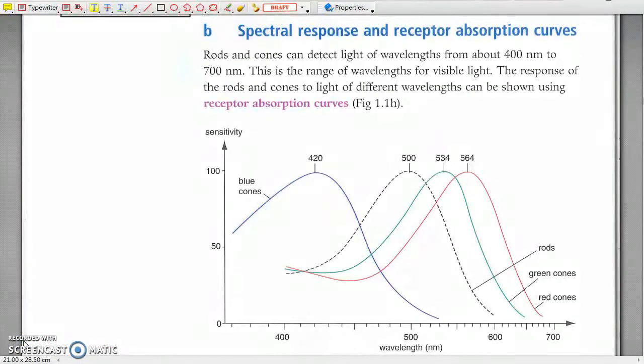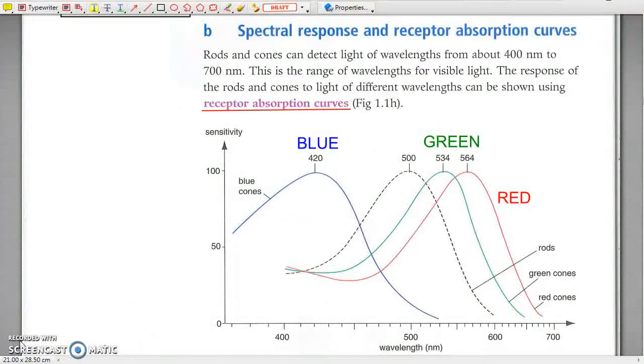B. Spectral response and receptor absorption curves. The light-sensitive cells are receptors. The receptor absorption curves show that rods and different types of cones are sensitive to different ranges of visible light. And there are, in fact, 3 types of cones: red, green, and blue. Each is sensitive to a different range of visible light.